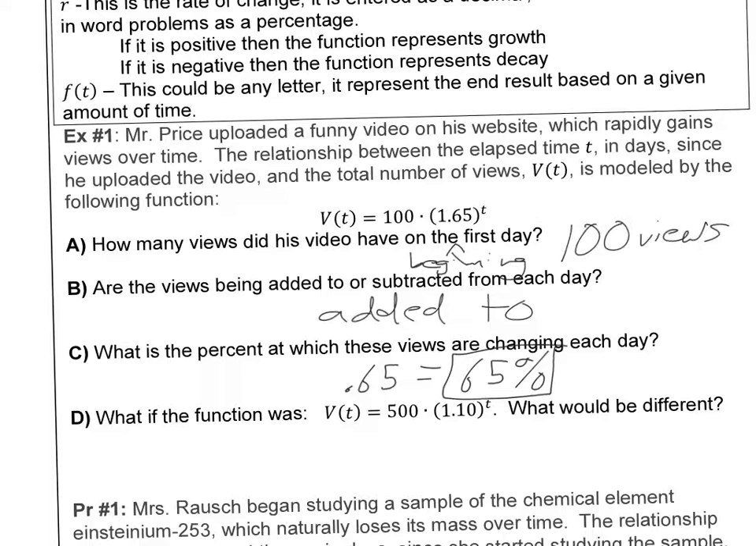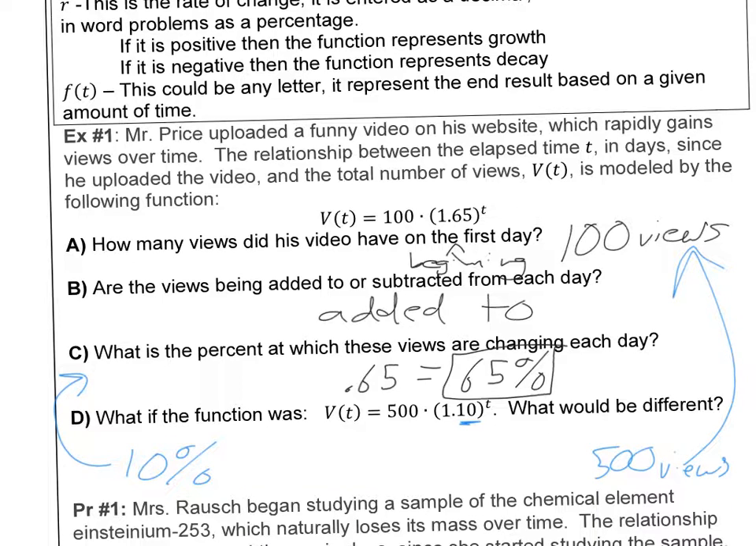Well, the first thing is, up here, that would be 500 instead, right? We'd have 500 views at the beginning of the first day instead. And the second is right here, this would not be 65%. Instead, it would be growing by 10%. So you could write that in a complete sentence.